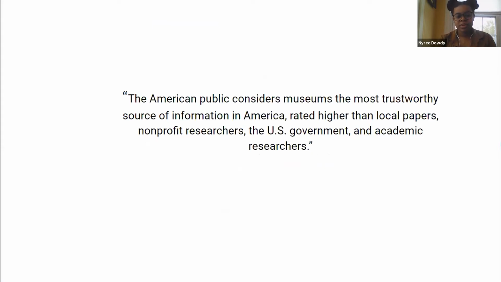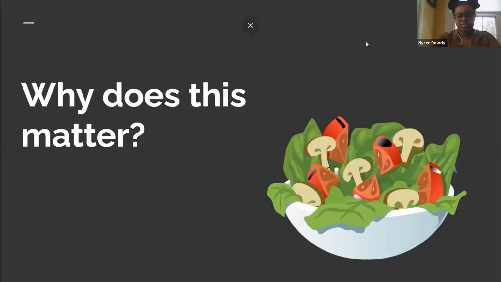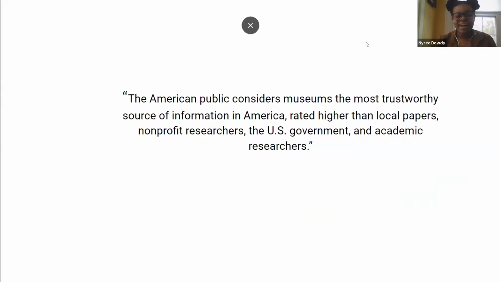So this is kind of a quote that was driving me through all of my research. Basically, it's a quote that's on the American Alliance of Museums website. And it basically states that museums are like the most trusted source of information over nonprofit research, US government, all of these other things.